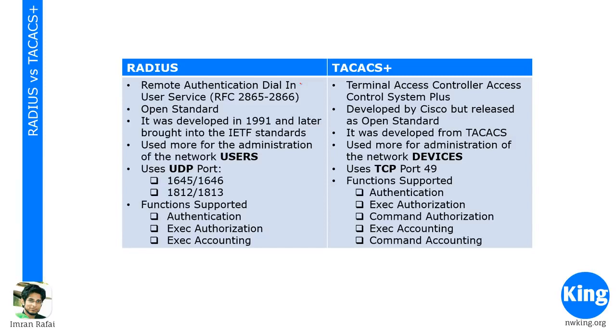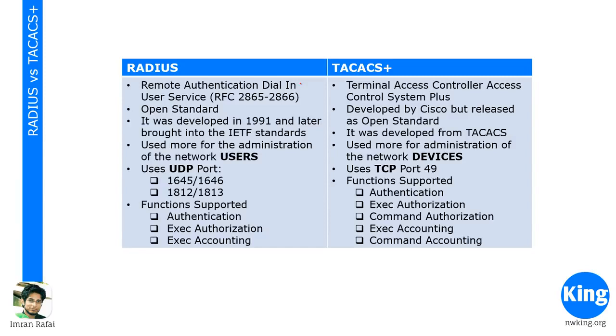It uses UDP 1645, 1646, and newer devices use UDP 1812 and 1813, right? But basically it uses the UDP protocol. RADIUS supports three functions: authentication, exec authorization, and exec accounting.